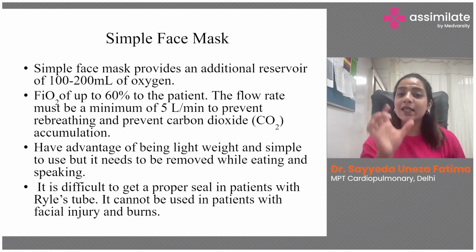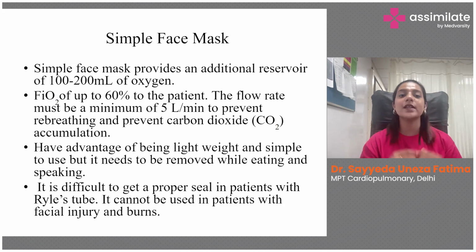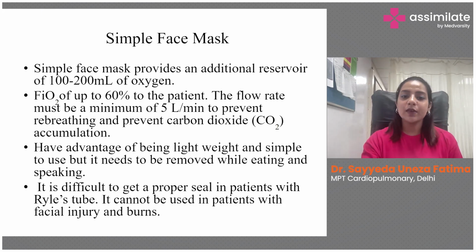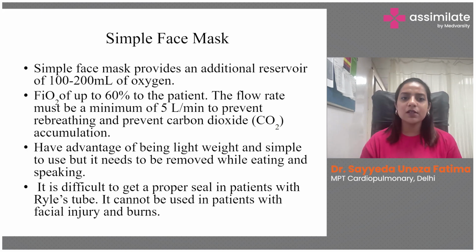So the simple face mask can be given at a maximum of 10 liters, and the fraction of inspired oxygen it will provide with that 10 liters is 60% only. There are certain disadvantages also: it is difficult to get a seal, the patient cannot properly eat, or has difficulty drinking water and everything. And if it is given below the range of 6 to 10 liters, it may cause rebreathing of the carbon dioxide. That is why it needs to be maintained between 5 to 10 liters per minute of flow. The face mask picture is on the next slide.